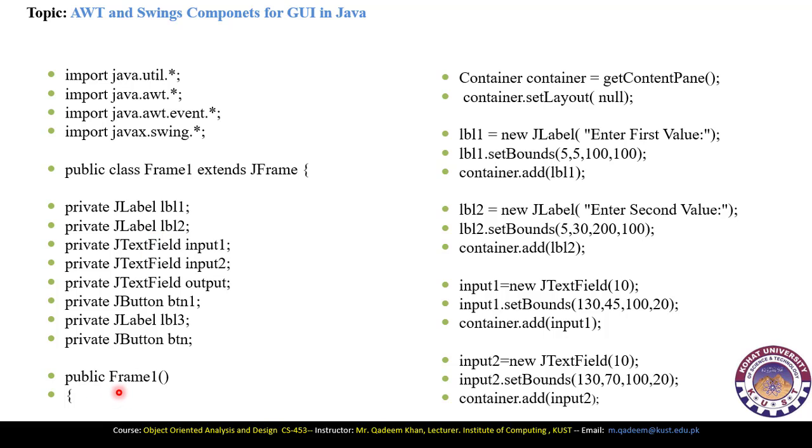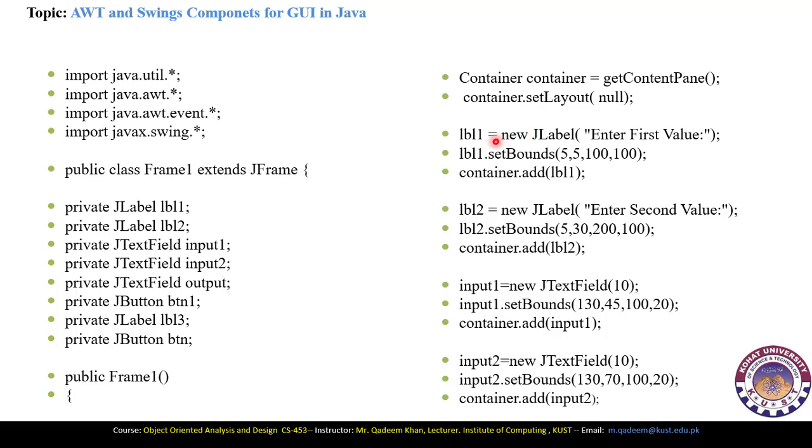Next we have the constructor of the class, that is Frame1. Inside the constructor we first declare the container using getContentPane. So here the container is declared by using getContentPane, so it will allocate the memory to the container. Now the container layout is null. By null we mean we will specify the position of the components by using x1, y1, x2, y2 coordinates, that is point 1 and point 2 components.